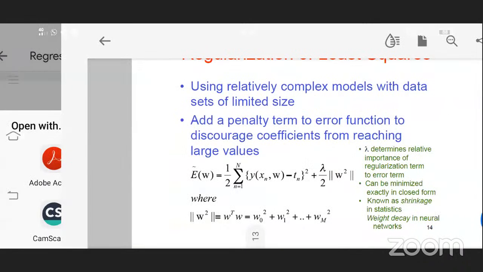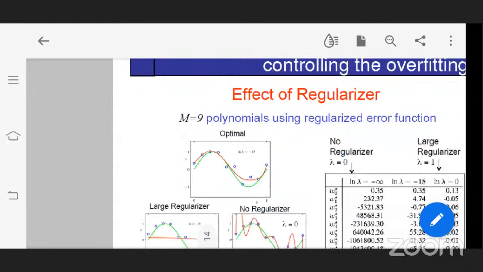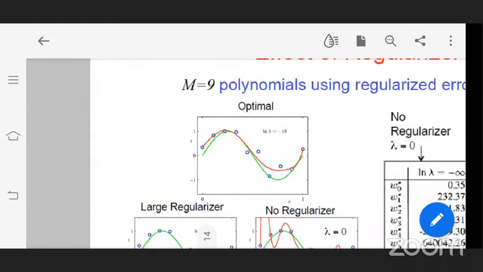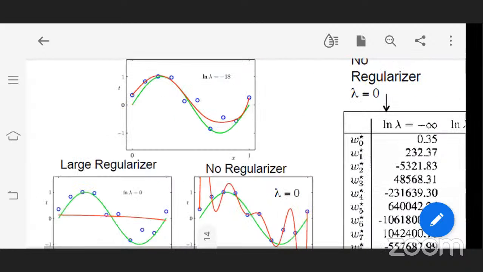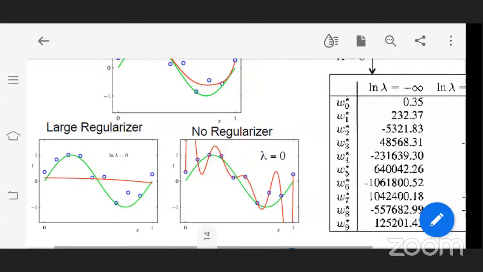As I told you, if you have 9 points and you're fitting a high order polynomial like 9th order, then you are going to overfit, correct? If you don't use a regularizer, you will get a very complex curve. But if you use a regularizer, your curve will become less complex, so that you will not overfit. Is it okay?